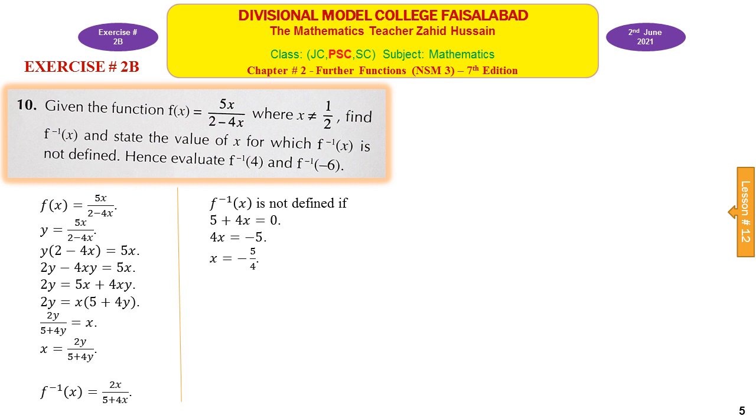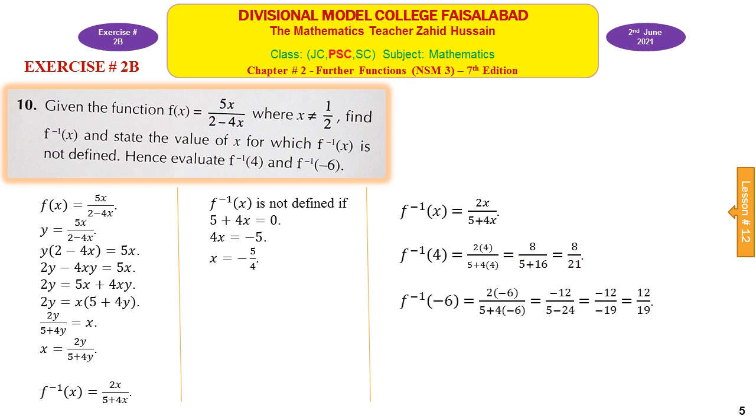And then you are asked to find the values of f inverse at x is equal to 4 and at x is equal to minus 6. We have already found an expression for the inverse function, which is 2x over 5 plus 4x. Replace all x's by 4 to get the value of this inverse function when x is equal to 4 and this is equal to 8 over 21.